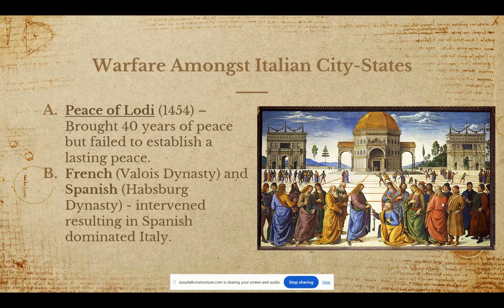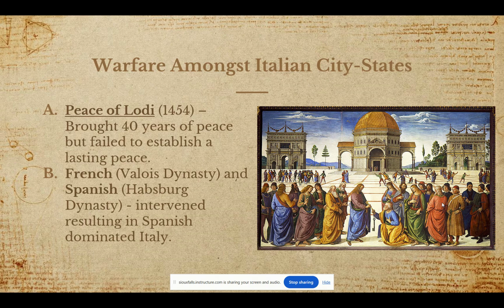But eventually, we see a little bit of a breakthrough in 1454 with the Peace of Lodi, where the balance of power eventually brought 40 years of peace. It would ultimately fail in bringing peace to the whole Italian peninsula, and it definitely didn't consolidate all of them into one state. But it did bring a little bit of peace at the beginning of the Renaissance period.